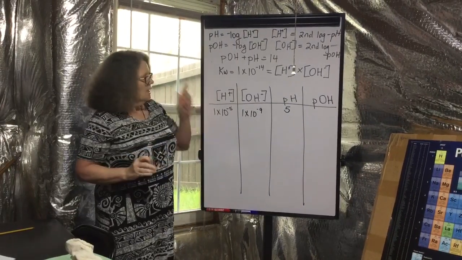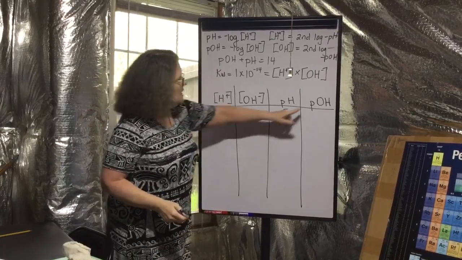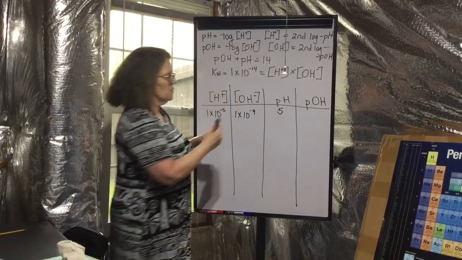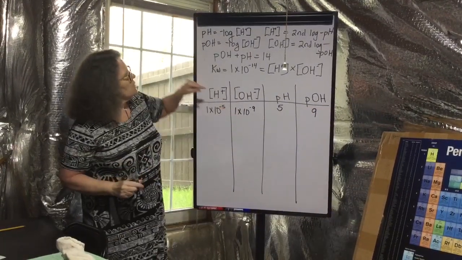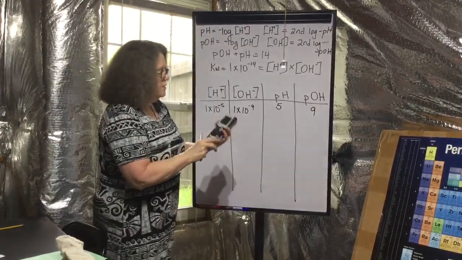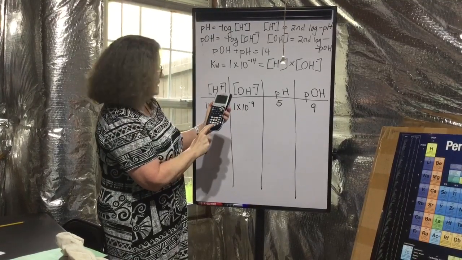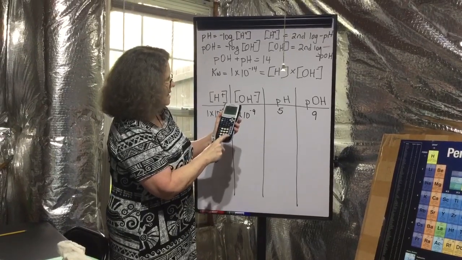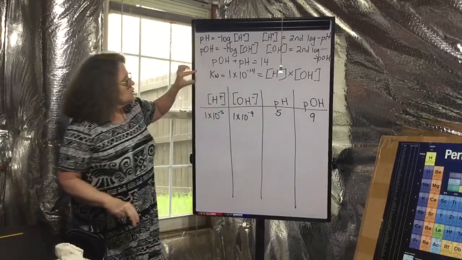Now, there's a couple ways I can do this. To get pOH, I can do 14 minus 5, which is 9, okay? Or I can do pOH is the negative log of the hydroxide ion. So I can do negative log of the hydroxide ion, 1 second exponent negative 9, enter, is 9. So there's 2 different ways.